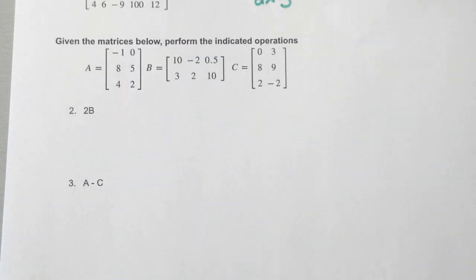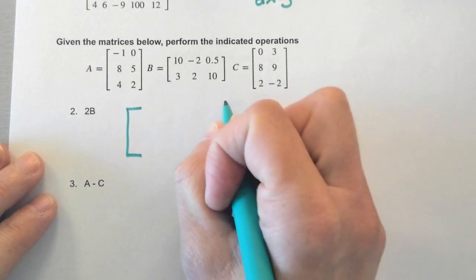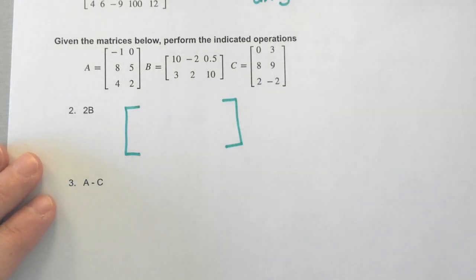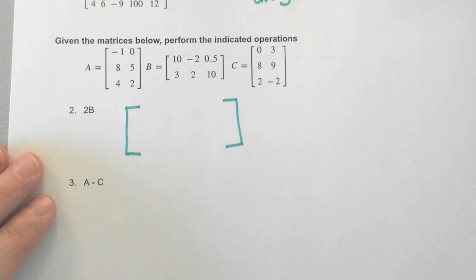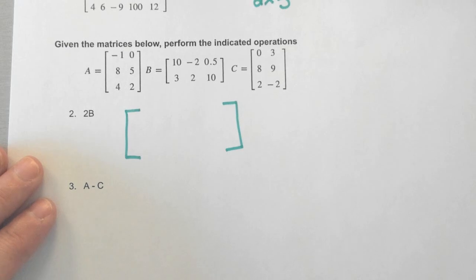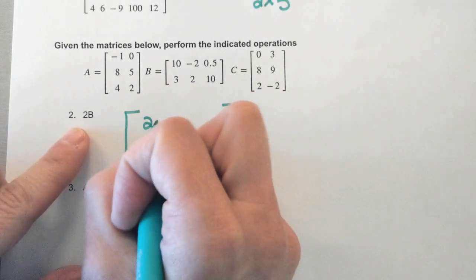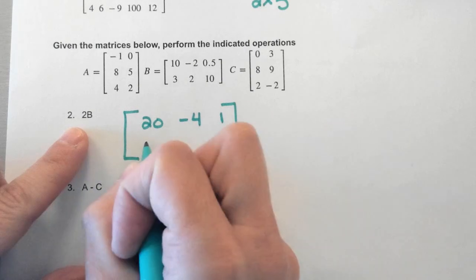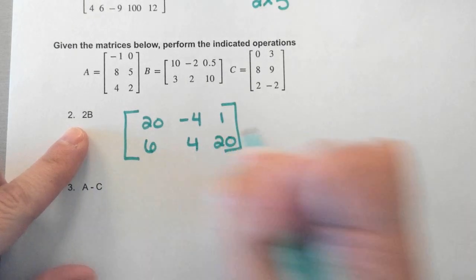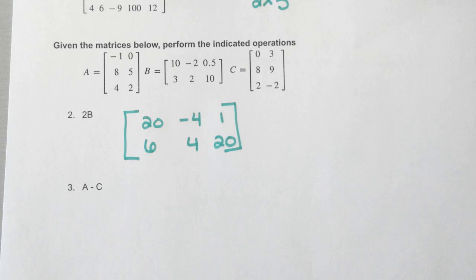Number 2 is a scalar multiplication situation because it's telling me to take matrix B and basically double it. So who would like to share their new matrix with me once it has been doubled? Okay, go ahead. Thank you, Catherine. 20, -4, 1, 6, 4. Perfect. So you're just literally multiplying it in. You're taking your 2. You're doubling every entry that's in there.